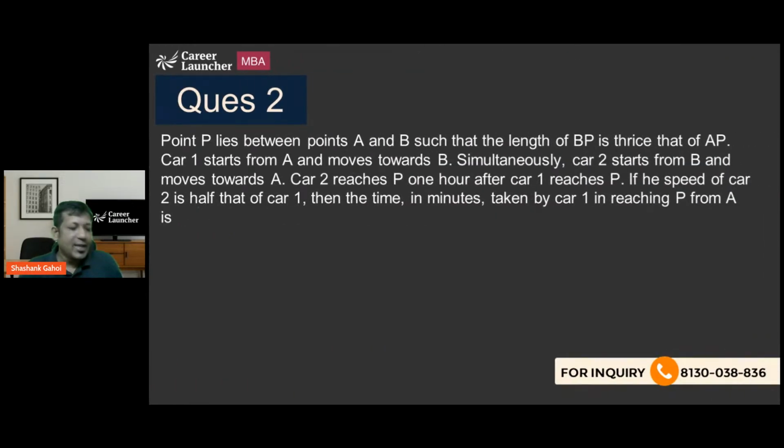Now let's look at the second problem. What does it say? Point P lies between A and B, such that BP is thrice that of AP. So let's call it A, let's call it B, and BP is thrice that of AP. So let's call it P. So BP is 3x and AP is x.